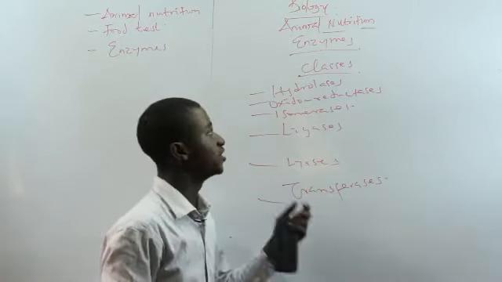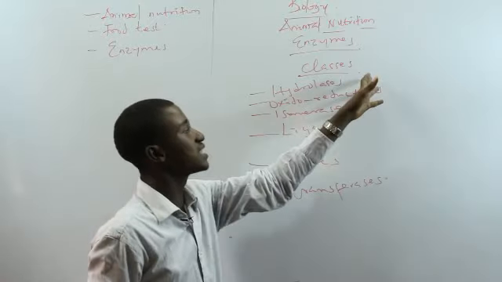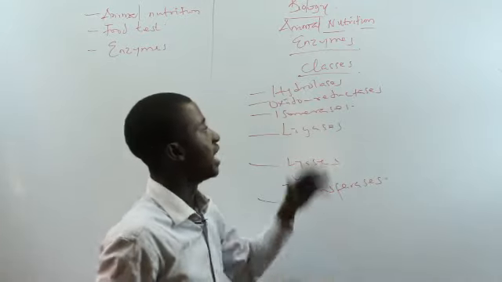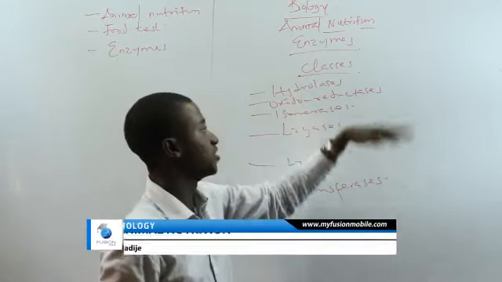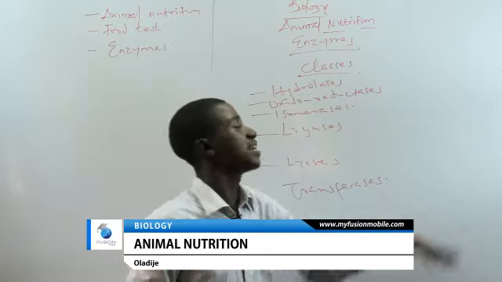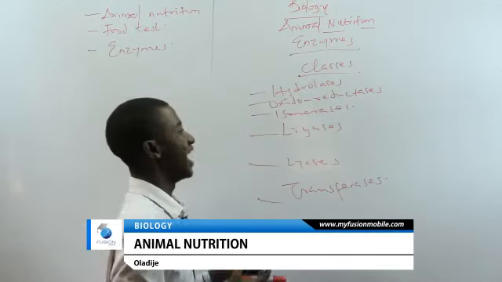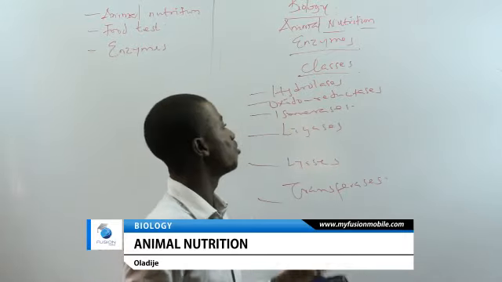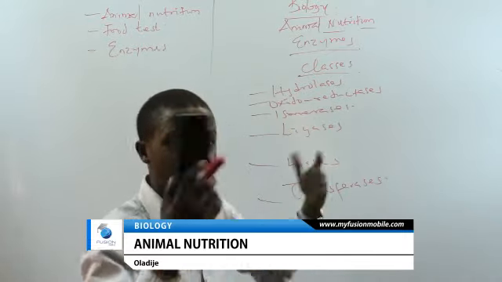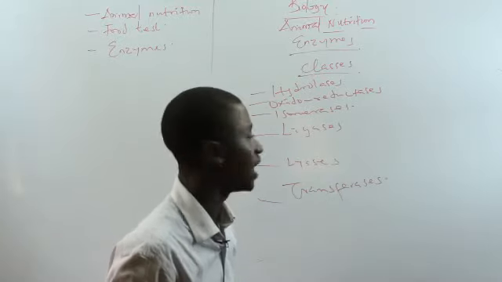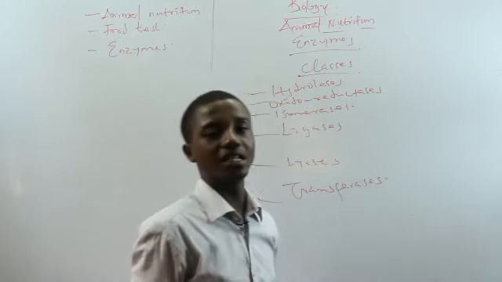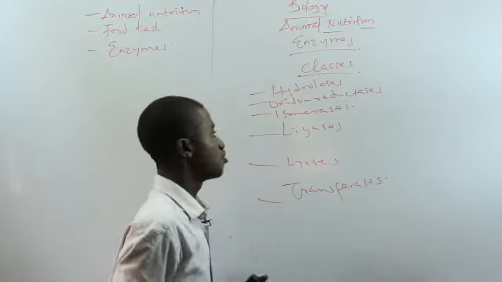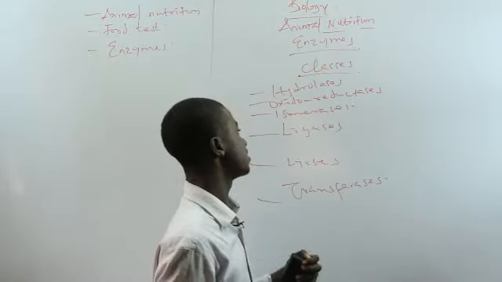Classes of enzymes. Hydrolysis. Hydrolysis enzymes help in carrying out reactions that have to do with hydrolysis. Any reaction that has to do with water, basically, we call it hydrolysis. Oxidoreductases are enzymes that help in oxidation reaction and reduction reaction. Isomerases are enzymes that help to catalyze isomeric reactions. What is an isomer? An isomer is a compound having the same molecular formula but different structural formula. So those reactions that have to do with isomers, isomerases do that.